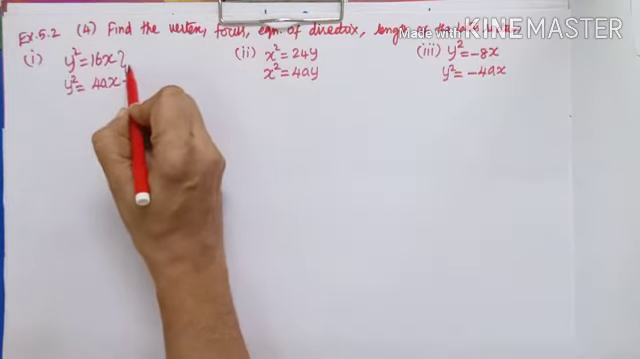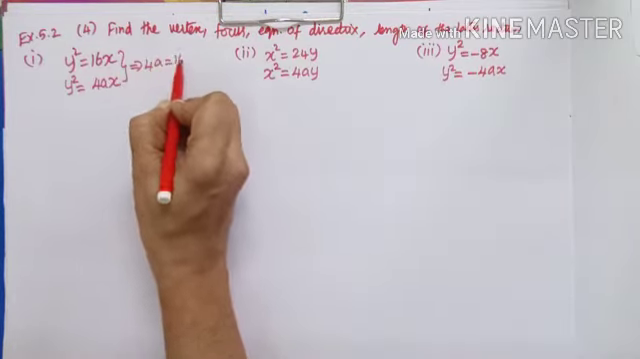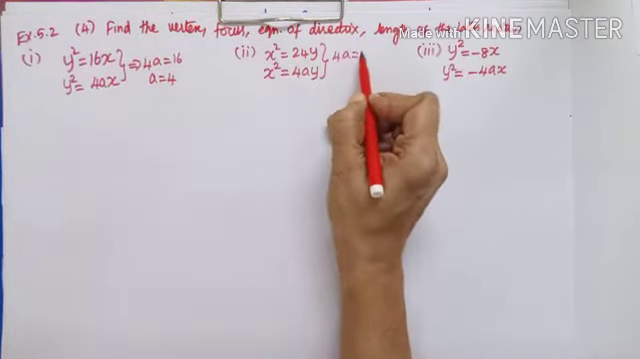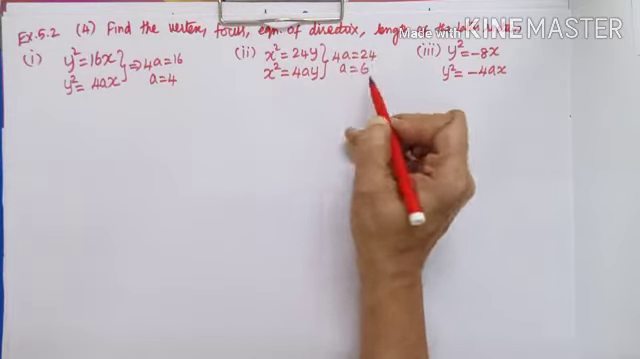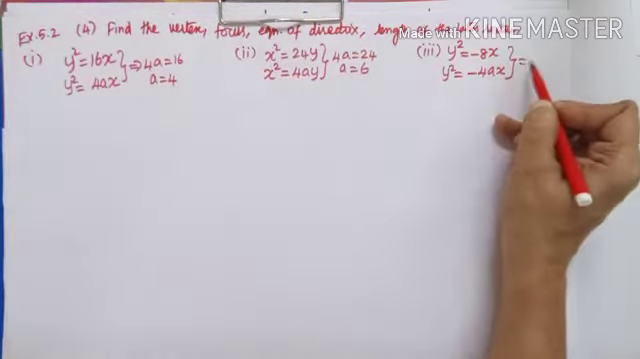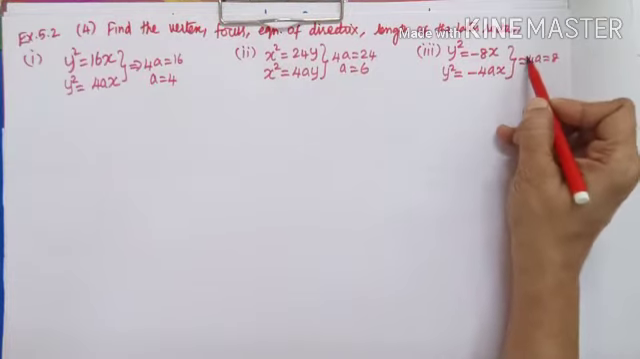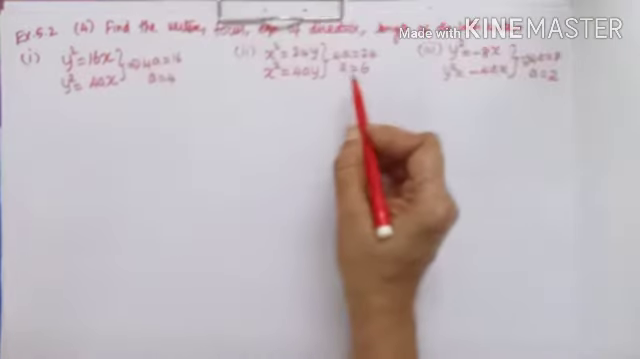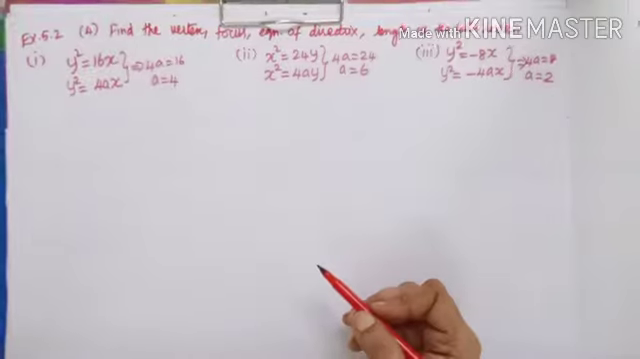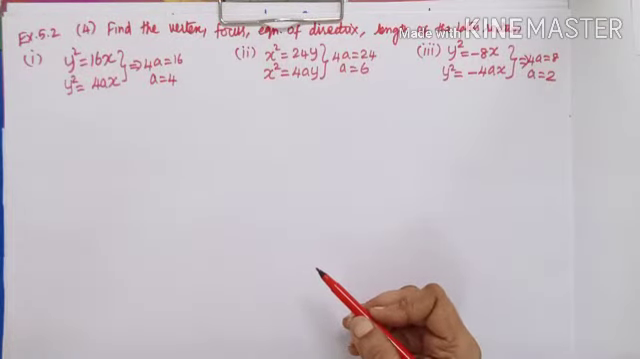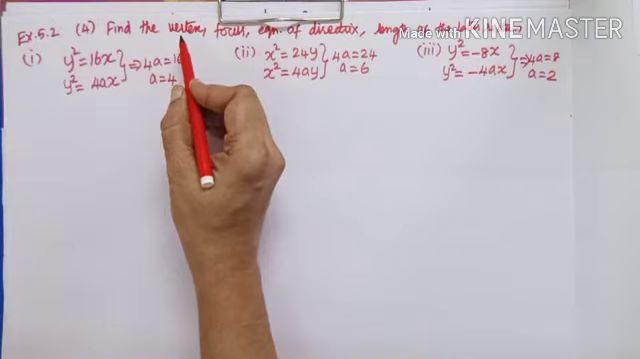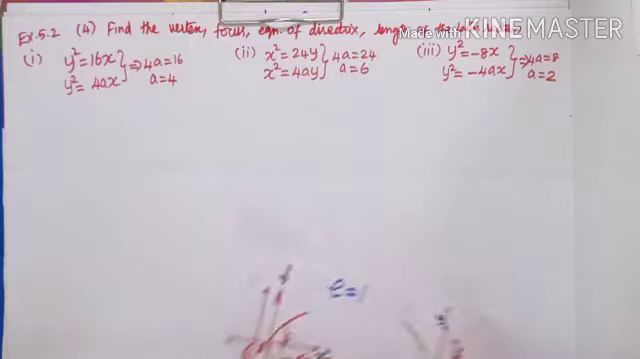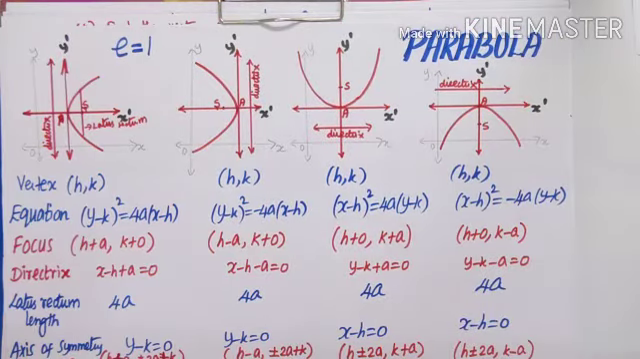From these two, 4a equals 16 or a is 4. Similarly, 4a equals 24 or a is equal to 6. And here, 4a equals 8, a equals 2. So, I have found out what is a value in each of the given equations. The next step, I need to find out the vertex. What is the vertex formula? Let us quickly recall the 4 types of parabola.